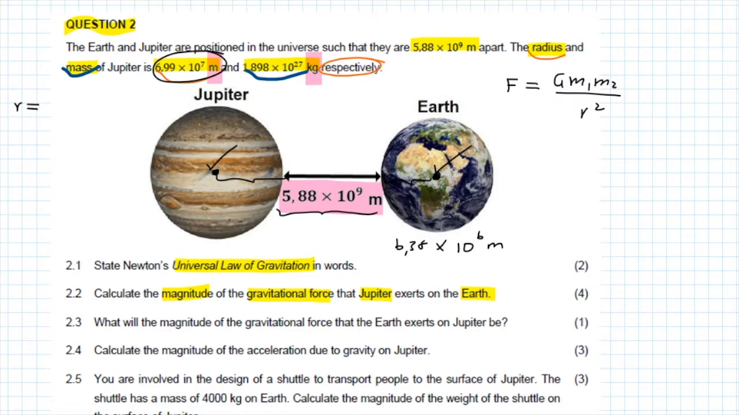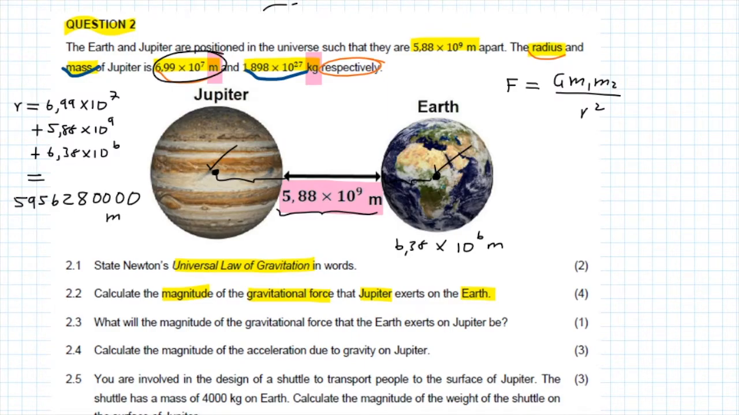Therefore we can say that the radius, we're going to write this down in our calculation, is equal to 6,99 times 10 to the power of 7 plus the distance between them, 5,88 times 10 to the power of 9, plus the radius of Earth, 6,38 times 10 to the power of 6. And when we plug this into our calculator, we get an answer of 595628000 meters.